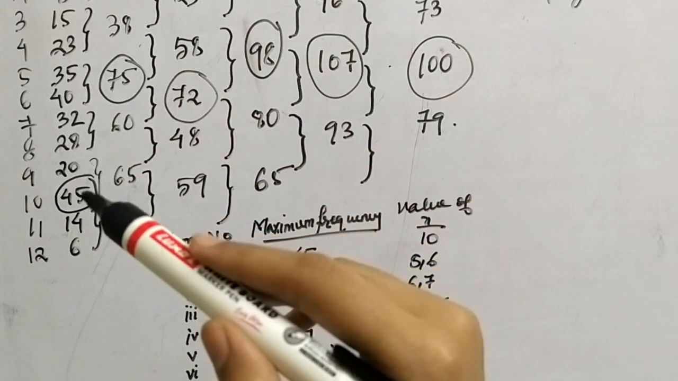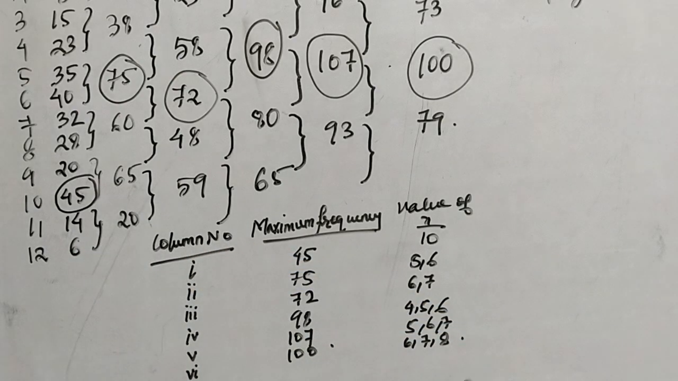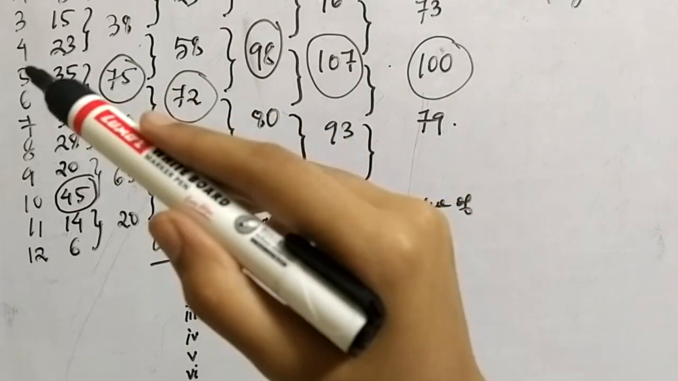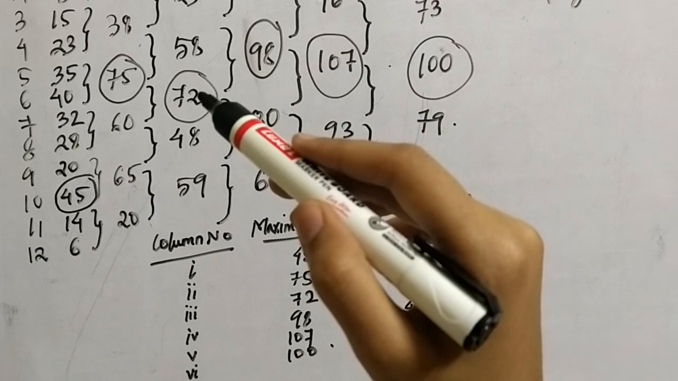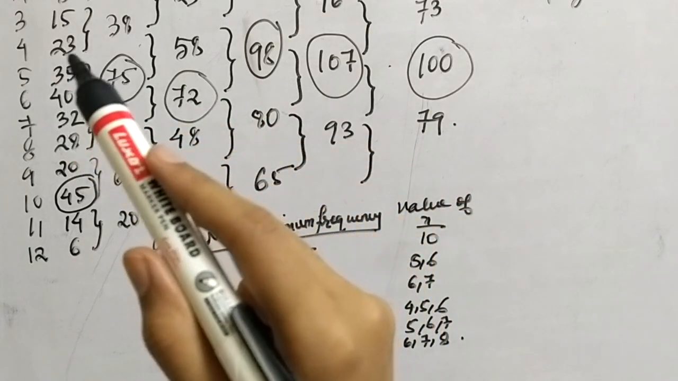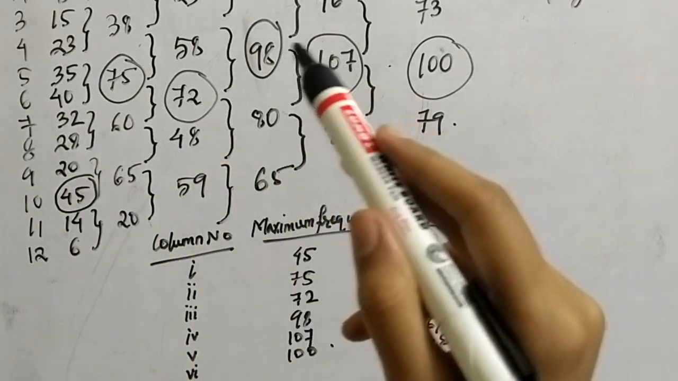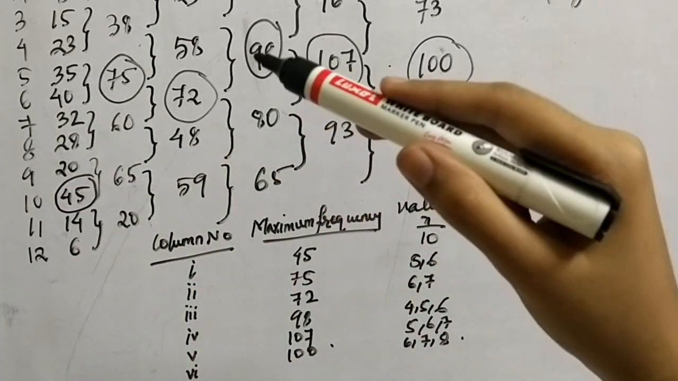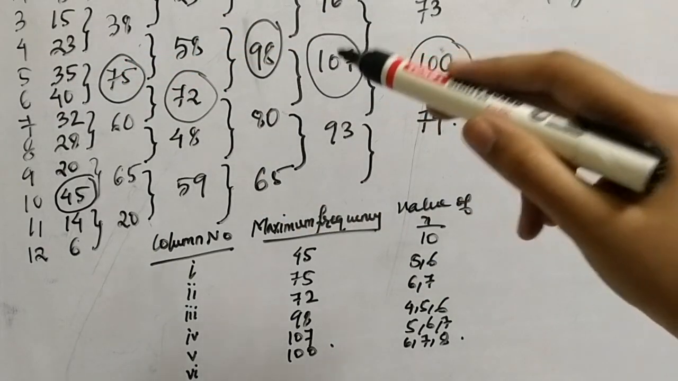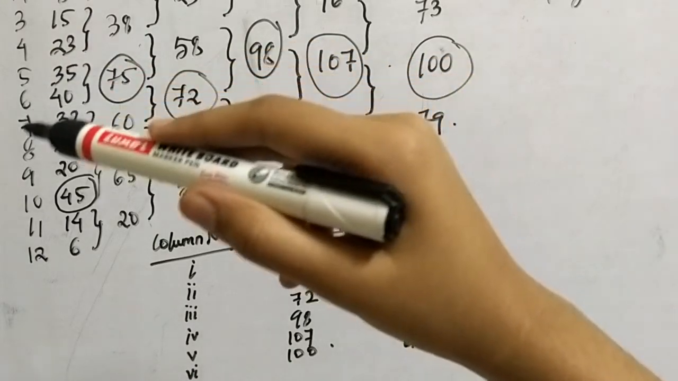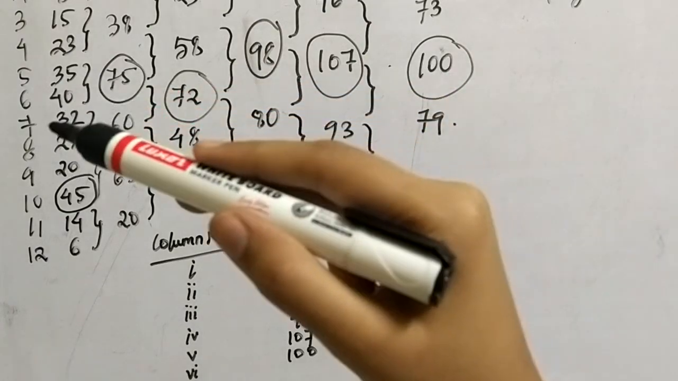You have 45, which is the maximum frequency, and the value of x is 10. Correct? You have got 75 by adding 5, 6. That's why I've written 5, 6. You have got 72 by adding 6, 7. Correct? 6, 7. Okay? You have got 98 by adding 4, 5, 6. You have got 107 by adding 5, 6, 7. Correct? And you have got 100 by adding 6, 7, 8.